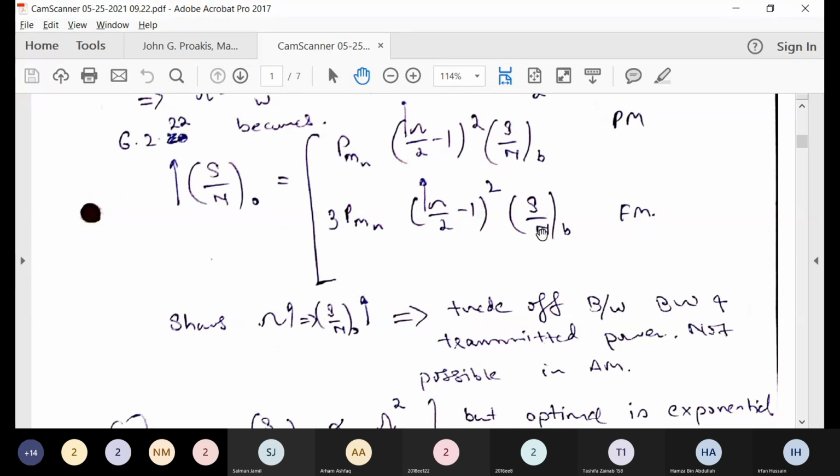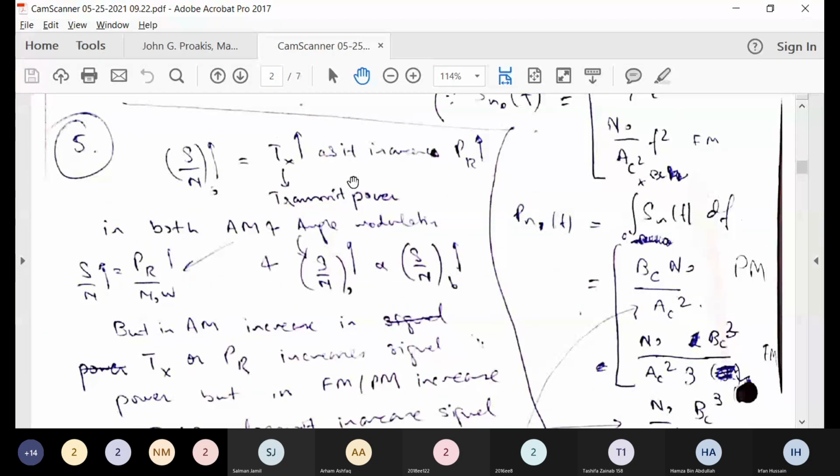Signal noise ratio at the output is again directly proportional to signal noise ratio at the baseband level. So both of them are proportional, both for AM as well as for angle modulation. But you could see the mechanism is different, because once we are increasing power in AM, we are definitely increasing the carrier power, and that will definitely increase the received power.